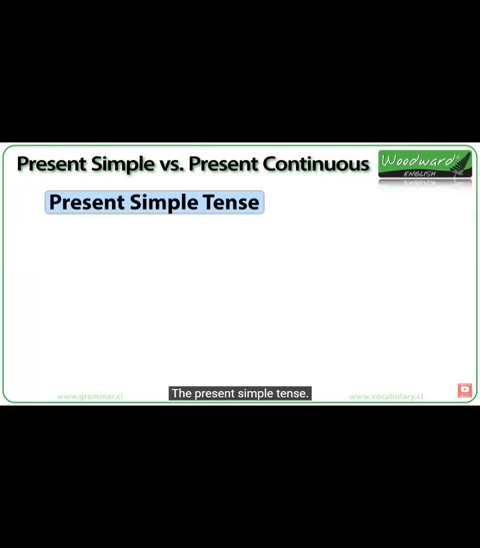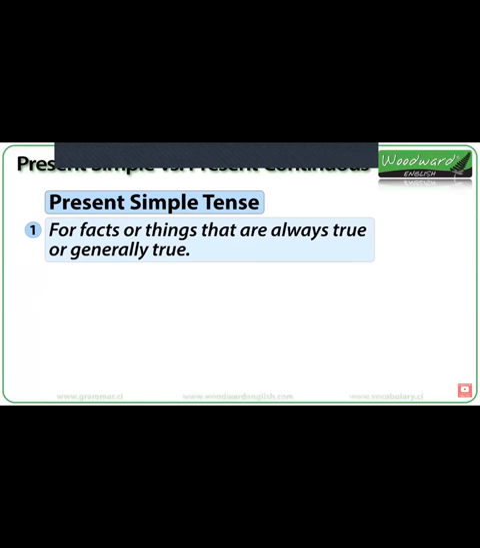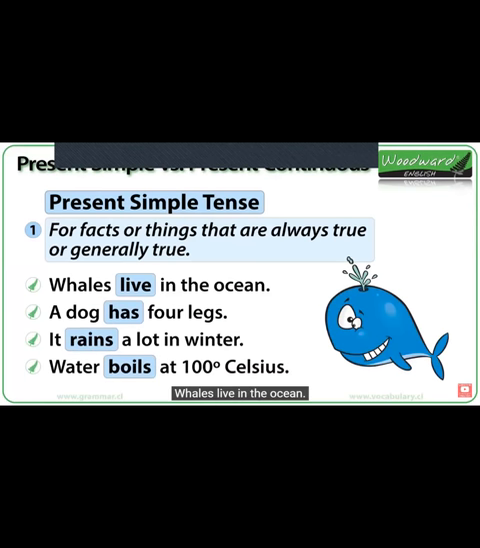The present simple tense. We use the present simple tense for facts or things that are always true or generally true. Whales live in the ocean. This is a fact. This is always true. A dog has four legs. This is generally true. Unfortunately, some dogs have three legs or less, but in general, it is true. It rains a lot in winter. Yes, this is generally true. Water boils at 100 degrees Celsius. This is a fact, just like the fact that water freezes at 0 degrees Celsius.